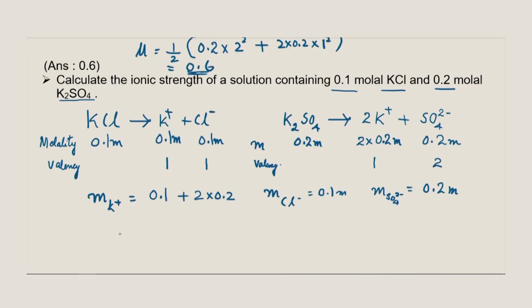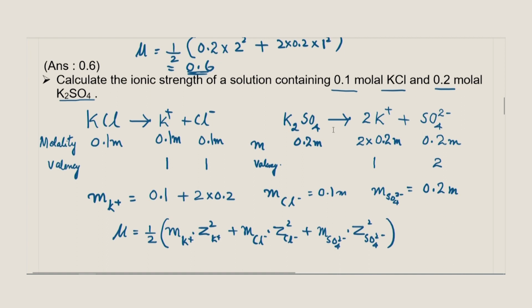Okay. So, this is the application if we take ionic strengths rather than any other notations. Here we are going to find out the ionic strength of this electrolyte mixture, because you are having two electrolytes. That will be half into molality of K plus into valency square of K plus, plus molality of chloride ions into valency of chloride ions square, plus molality of sulphate ions into valency of sulphate ions square.